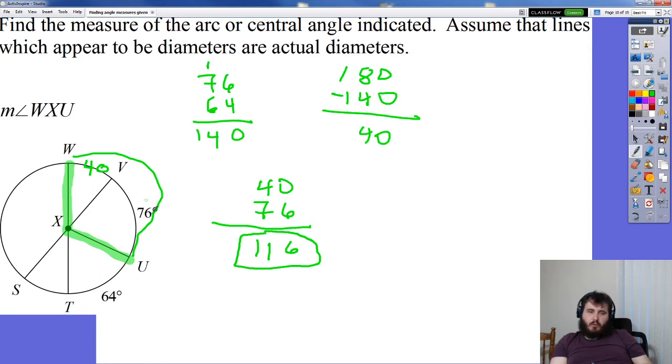You can double check your work. You could say 40, 76, and 64. Those better equal 180, right? So they do. Great. Awesome. Perfect. We did it.